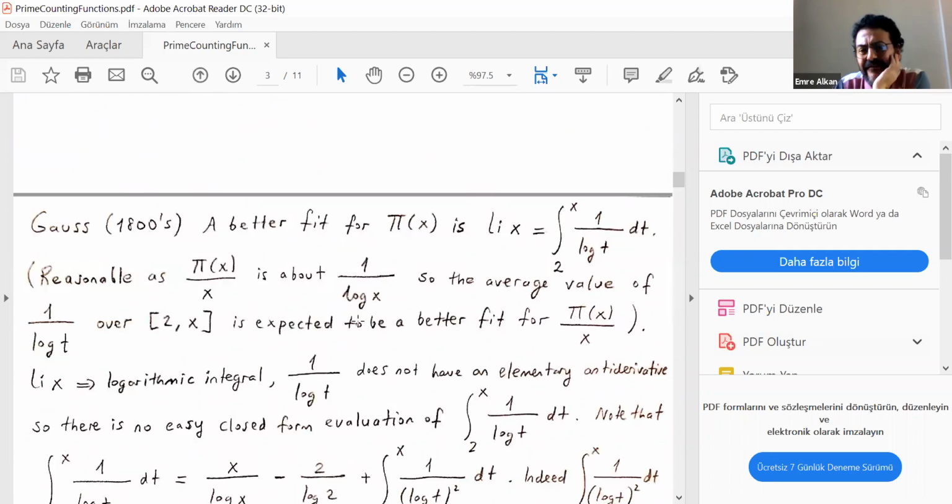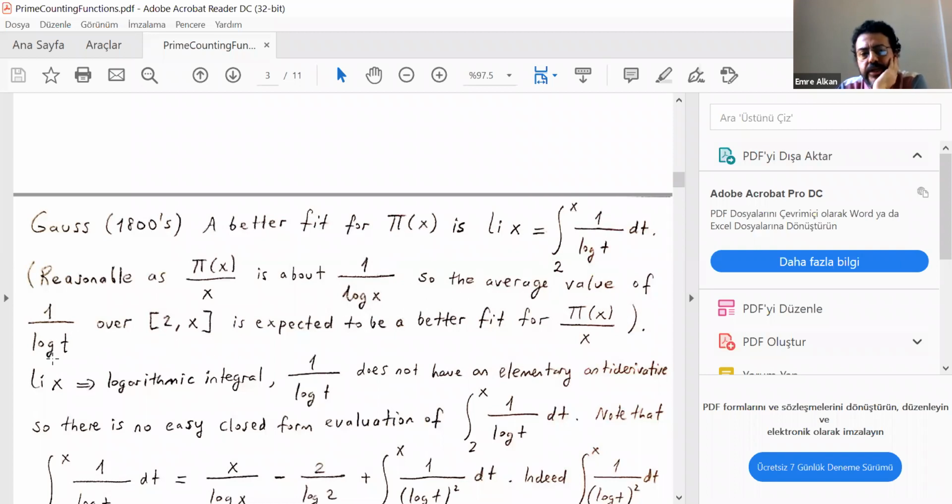Well, then averaging always improves statements. That's what we learn, okay? So averaging really improves the behavior statistically, and that's what we could expect. So since pi x over x is about 1 over log x, if we average this over the whole interval from 2 to x, that's the relevant interval if you're interested in pi of x, you expect this to be a better approximation, okay?